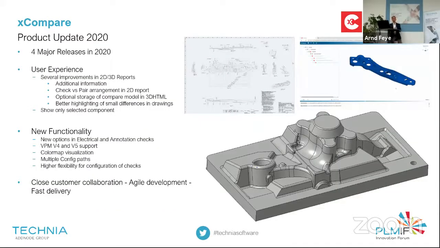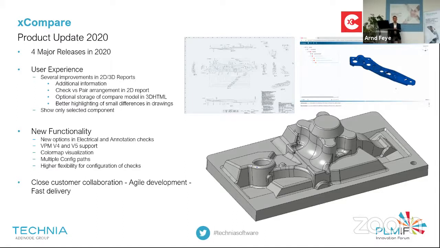So on the product update this year, 2020, we have 4 major releases so far, so there might be another one coming up by the end of the year. We concentrated this year on the user experience. So we did several improvements on the 2D and 3D reports. We added additional information to the reports. There's also a new feature now available to arrange the report either against the checks or versus the elements.